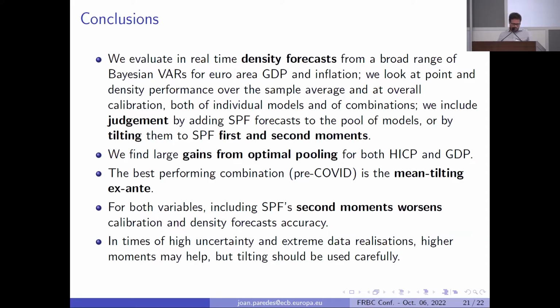We used the SPF forecast to do that, and we find that there are gains from optimal pooling, but these gains are largest when you improve the initial condition of the models first. That means you tilt to the SPF mean before, and afterwards you do the combination. In normal times, using the second moment actually worsens the calibration and the density forecast, but when there is high uncertainty and extreme data realization, this is not the case anymore, and using the second moment may help. But this tilting should be used carefully. So let me stop here, and thank you.